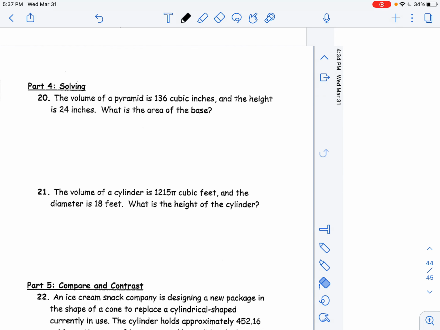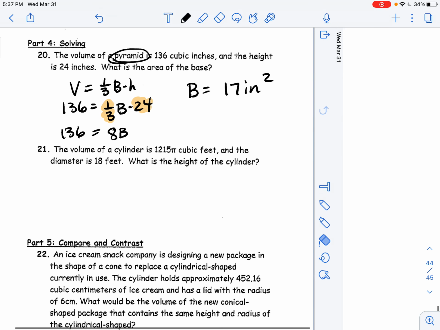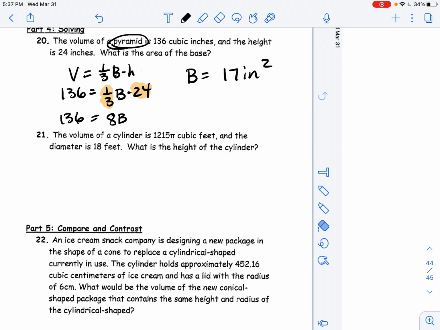And number 20, the volume of a pyramid is 136 inches and the height is 24. What is the area of the base? Okay, so volume of a pyramid is 1/3 base times height. And we know the volume is 136. The height is 24. We need to solve for the area of the base. Well, if I multiply 1/3 times 24, that's going to give me 8. If I divide both sides by 8, the area of the base is going to be 136 divided by 8, and that's going to give me 17 inches squared.